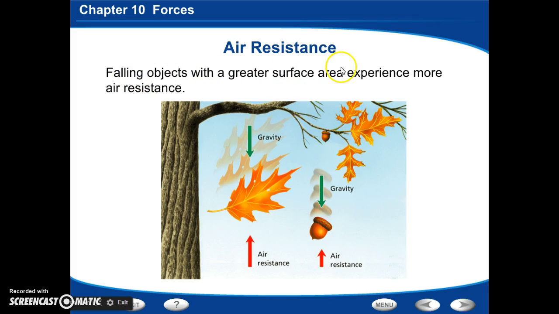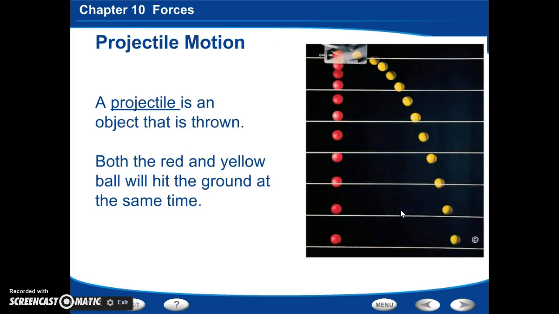Falling objects with greater surface area experience greater air resistance. So think of a leaf versus an acorn here. The leaf has greater surface area, so there's more air resistance working upward on it. Gravity is the same on both, but there's more air resistance on the leaf because it has more surface area versus the acorn. A projectile is an object that's thrown, much like what we did in our marble launcher lab.